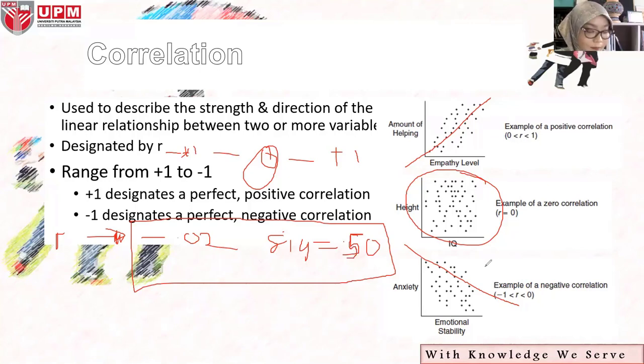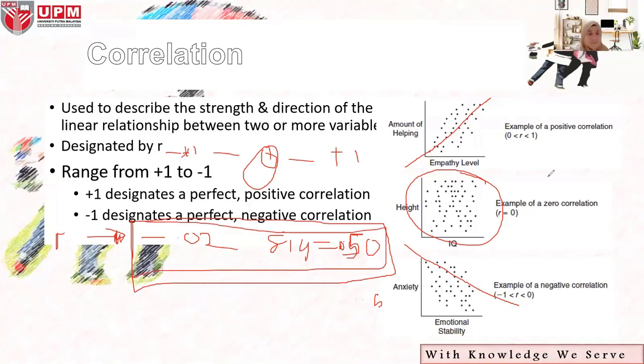Because the significant value, this one is 5.5, not 0.05, 0.5. This one is 0.5, not 0.05. Is there any relationship based on this result? Anybody? Ada. Referring to?